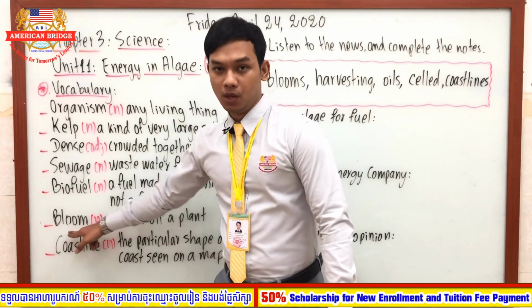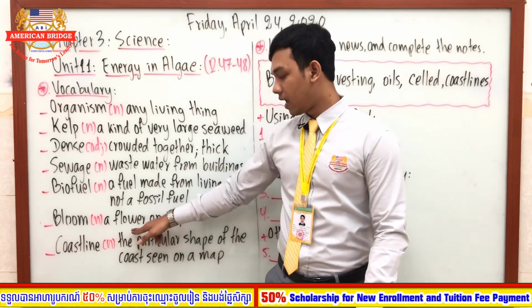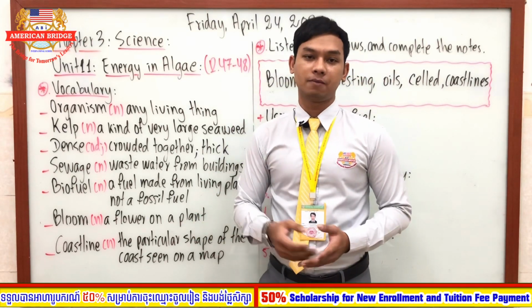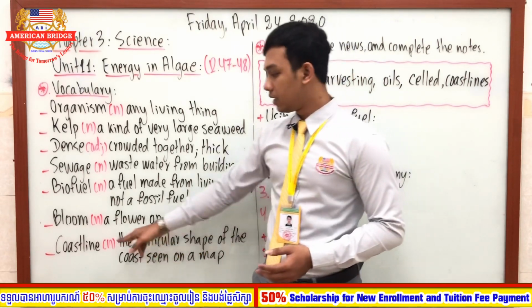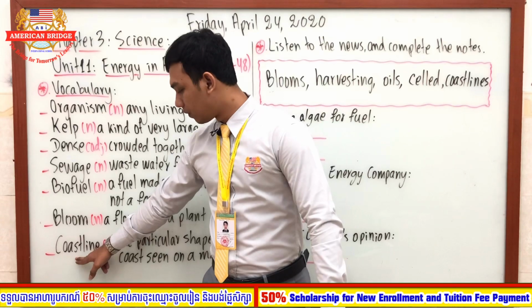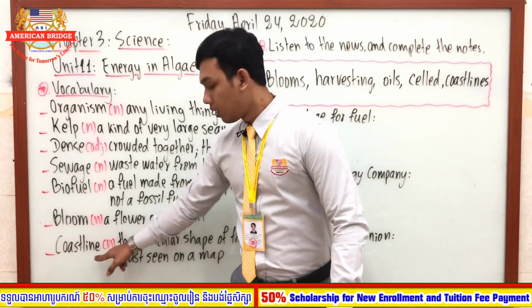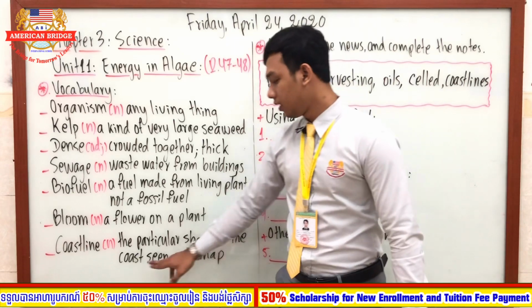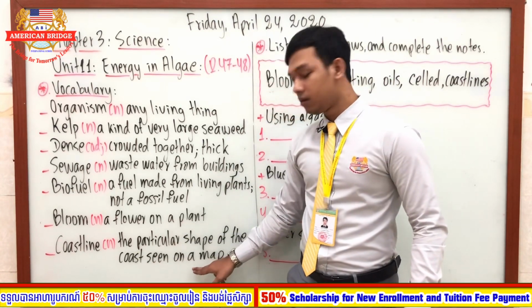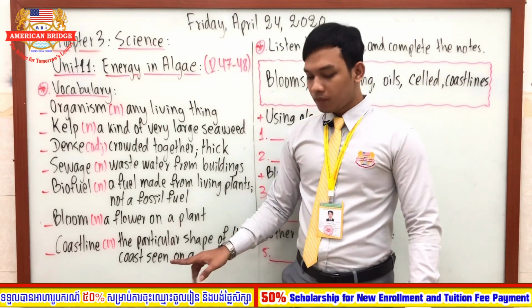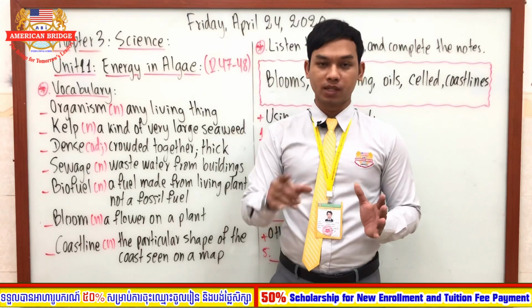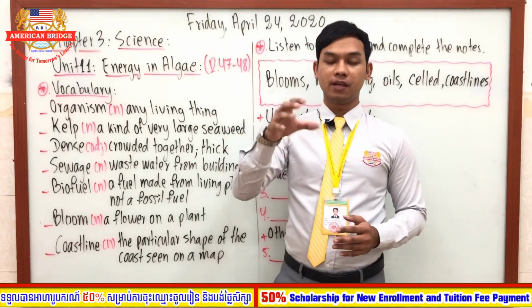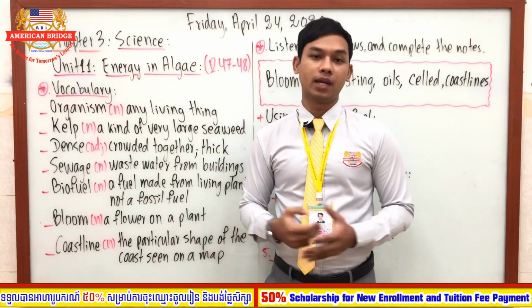And the next one is the word bloom. Bloom functions as a noun, and we say a flower on a plant, right? So the plant mostly has its flower. So this is the word bloom. Next one is the word coastline. It functions as a noun, and we say the particular shape of the coast seen on a map. So the coastline here, when you look at the map, you will see some lines, all right, and it is next to the sea or something like that. Or when you see from the airplane, you will see the coastline.